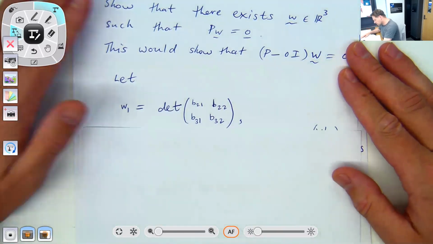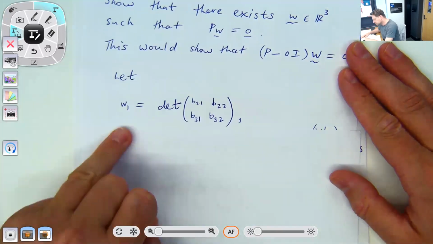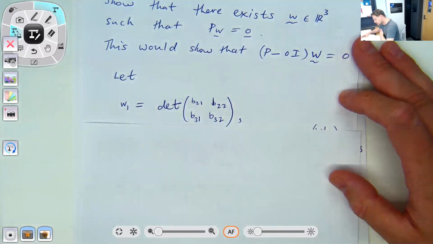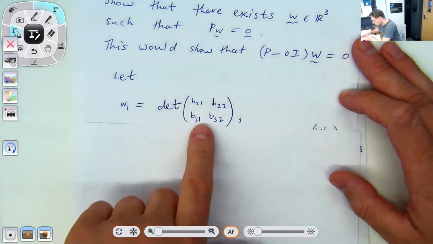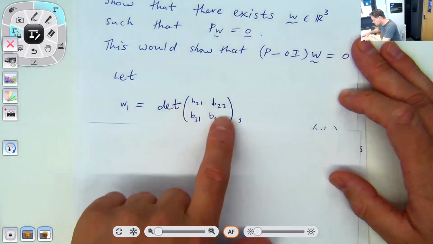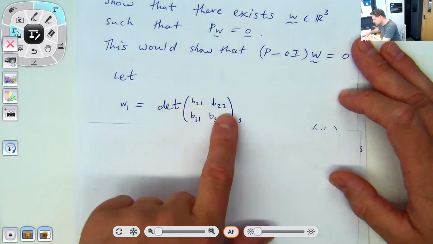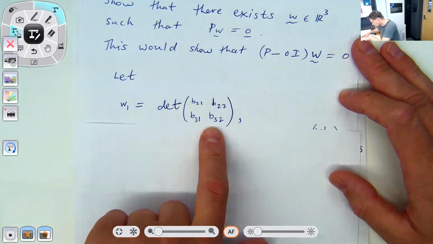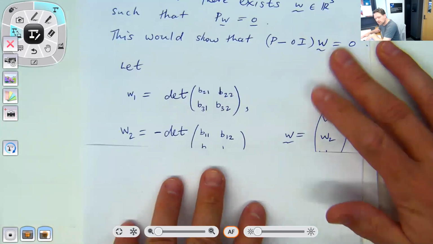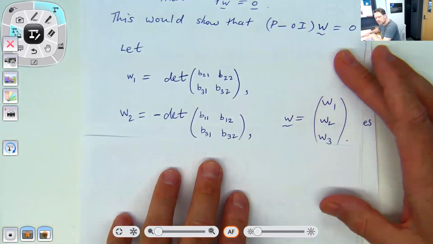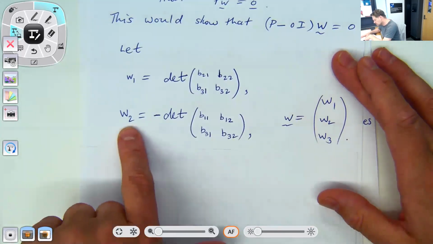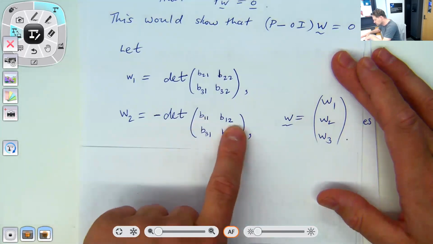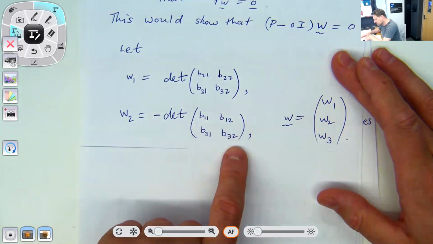All right, so I'm going to say let W1, my first entry of the vector W here, be the determinant of B21, B22, B31, B32. Likewise with some similar looking determinants, W2 is negative the determinant of B11, B12, B31, B32.